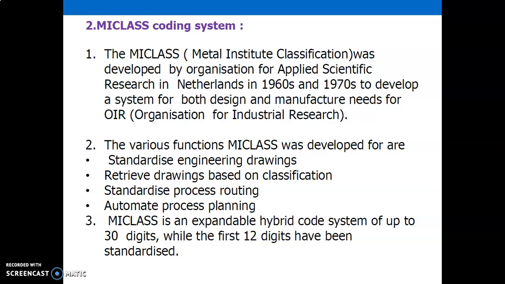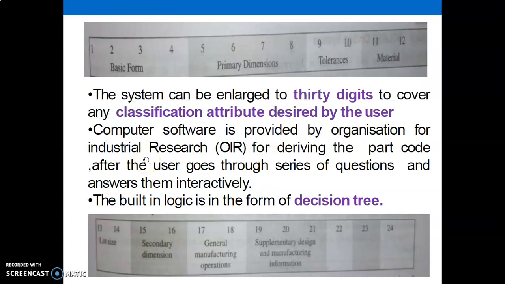So you can see this GT technology basically includes two different parts. First is design and manufacturing, and both have design attributes and manufacturing attributes. In that we have a number of parameters that have to be coded to read the component very easily. You can see in this we also have the basic form code, then the primary code, then tolerances and material. So here we are using some different parameters, tolerances and material.